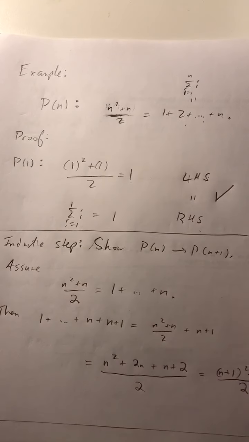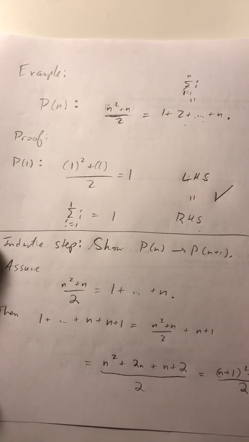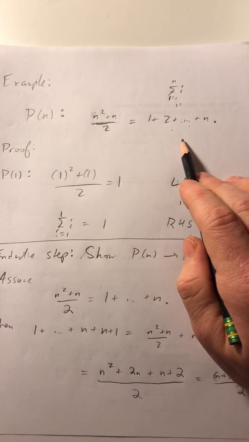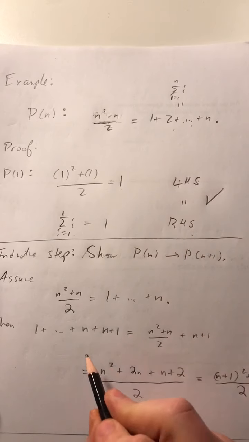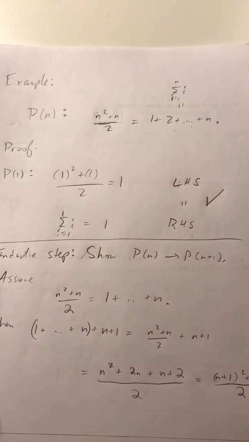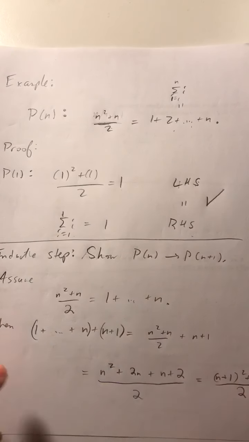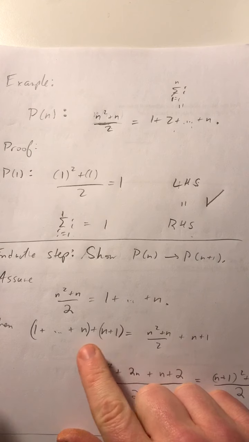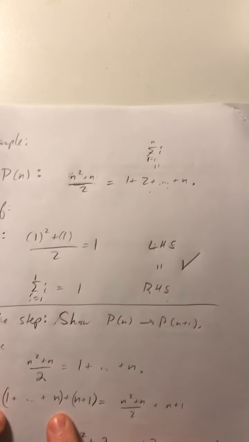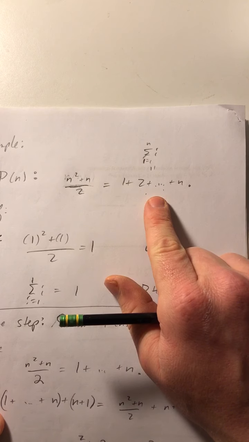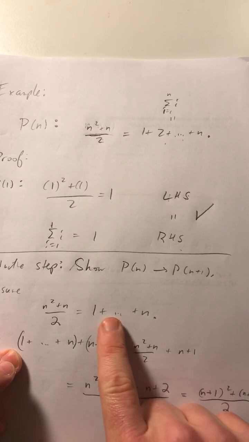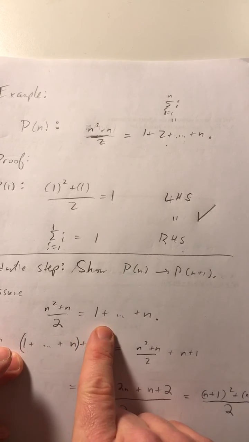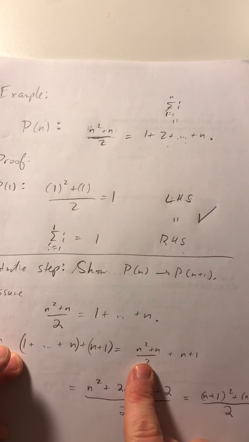Here's where proof by induction is useful, because the right-hand side for P of n plus 1 has a lot in common with the right-hand side for P of n. So I'm going to group these things. I can take the first n terms, and then there's the last term, which is n plus 1. The first n terms are just the right-hand side for P of n. And I have assumed that P of n is true, so that means that 1 plus 2 plus 3 up to n, the part in the first set of parentheses here, is equal to the left side, which is n squared plus n over 2.